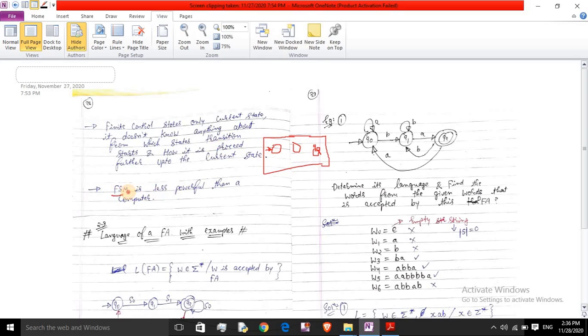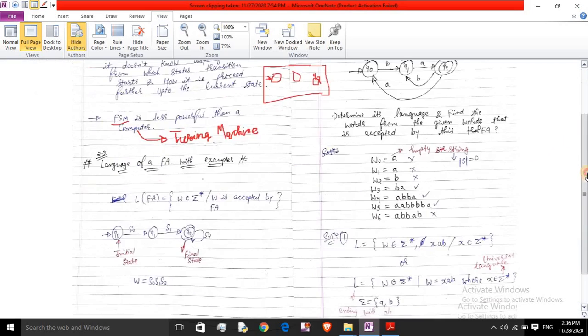This finite state machine is actually less powerful than the computer, because I have already told you that the computer is based on the Turing machine. We will see this in later lectures. Our today's computer is based on the Turing machine. So now let us move to our next topic.